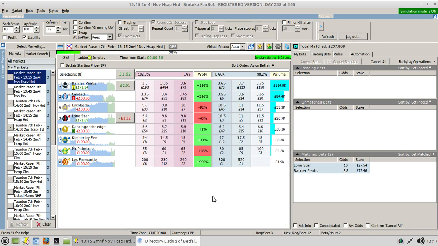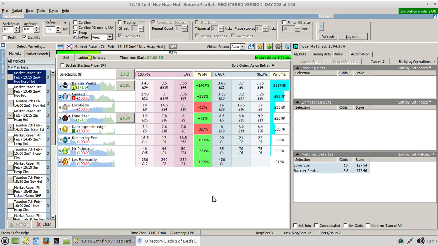Okay, so there are two picks today, Barrier Peaks and Lone Star. Certainly Barrier Peaks has had a very good run of late, and he certainly seems to be the favoured pick looking at Timeform. So we'll see how he gets on. It's a 2.5 mile race, so this will take about 5 minutes all in all.